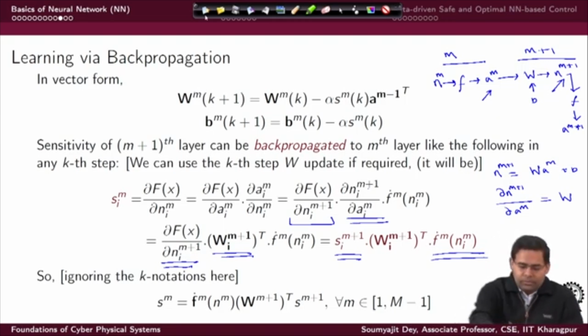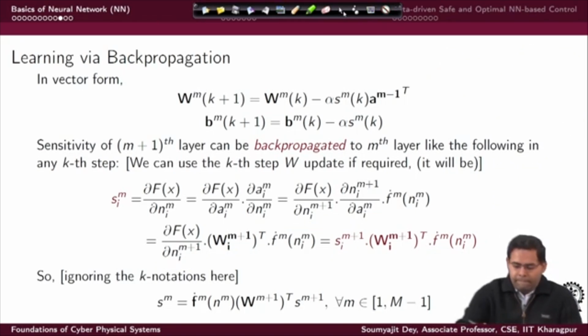So overall, we can link up the mth layer and m plus 1th layer sensitivities like this: Sm is nothing but the derivative of F multiplied by the transpose of W of m plus 1 multiplied by S of m plus 1. So that's how it is. That's how these sensitivities are going to be linked up across layers. But then what is the implication of this?